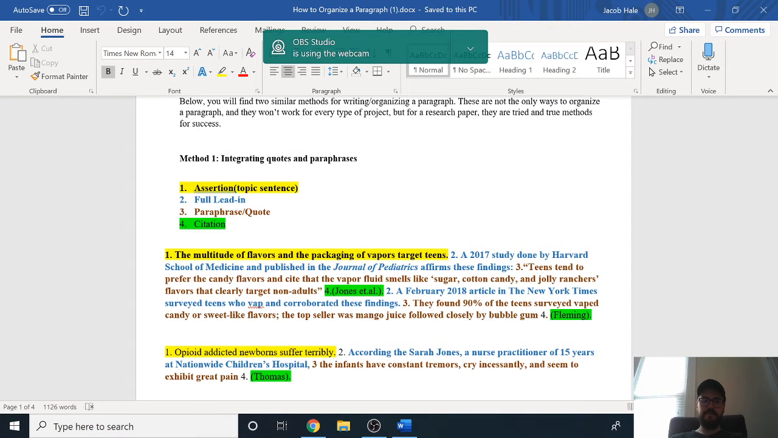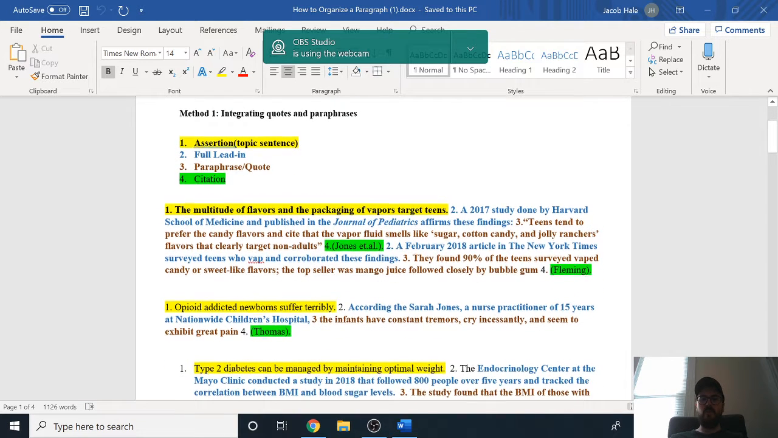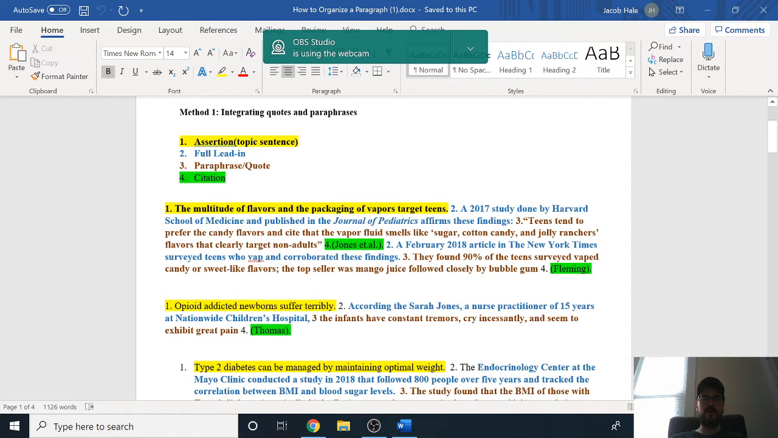So before just throwing in a quote, you have to prepare your reader for what that quote is going to say. Once you have that full lead in, you are going to have the paraphrase or the quote itself, and then you're going to provide a citation. So let's walk ourselves through an example here.